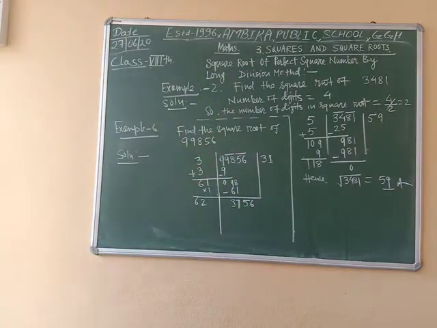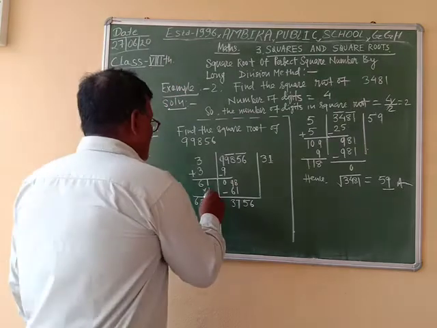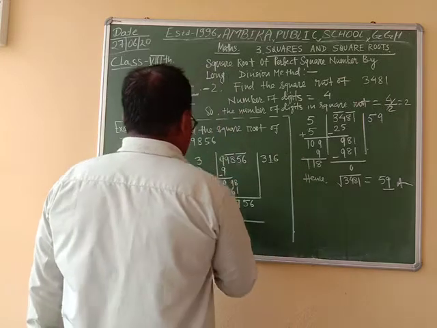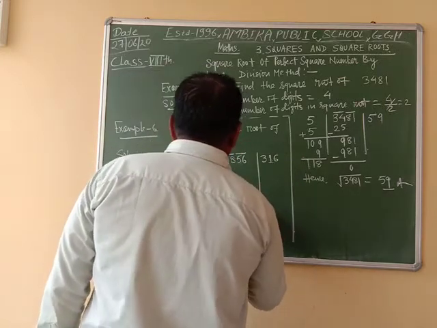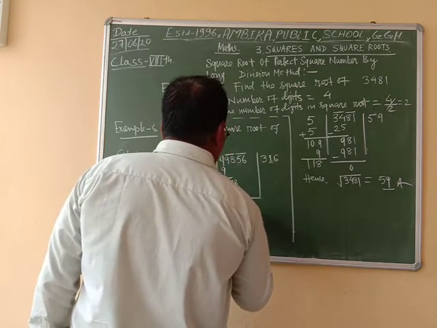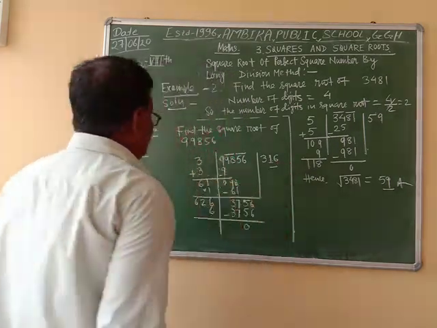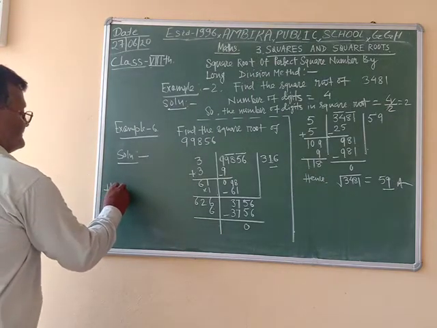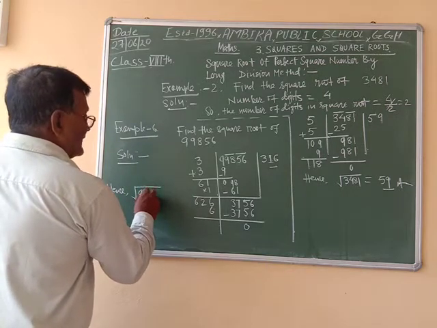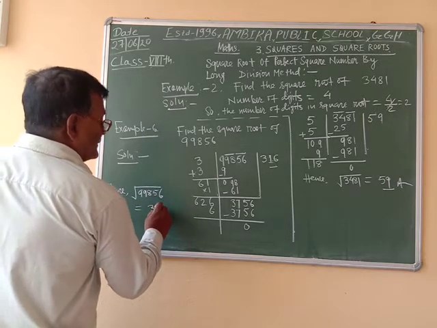Again we divide 3756 by 6. Multiplying by 6, we have 3756. On subtracting, remainder is 0. Hence the square root of 99856 is equal to 316.